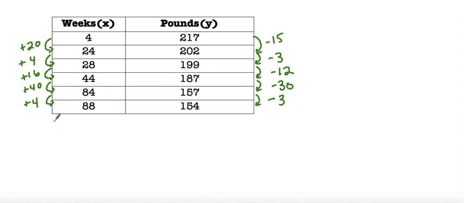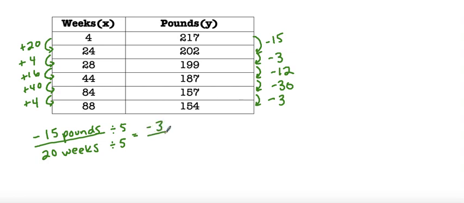And so let's see what our rate of change is. So negative 15 over 20. So minus 15 pounds in 20 weeks. Which simplifies to negative 3 over 4. And here our next one is actually negative 3 over 4, which we know is equal to negative 15 over 20. And then here we have negative 12 over 16.